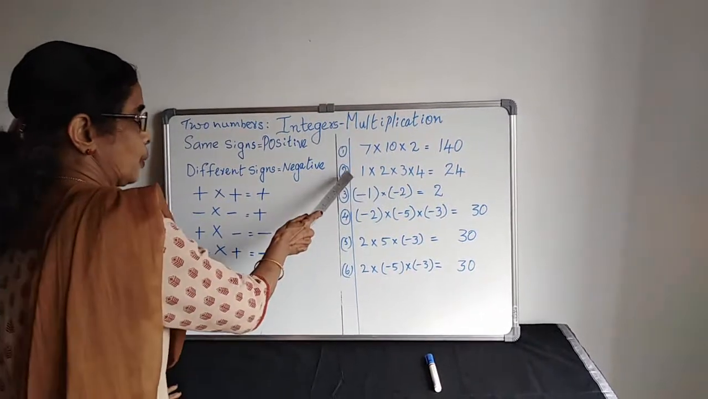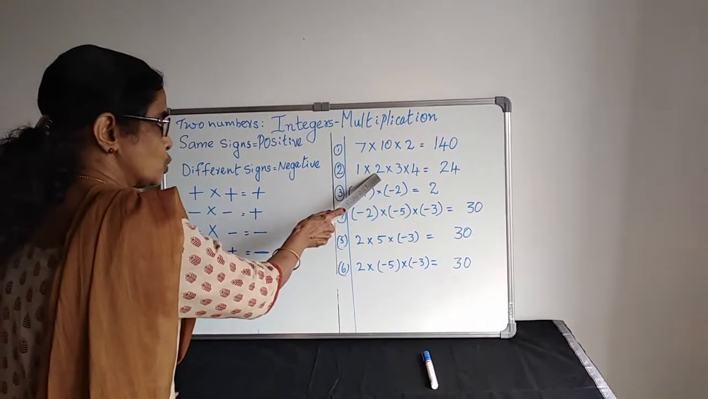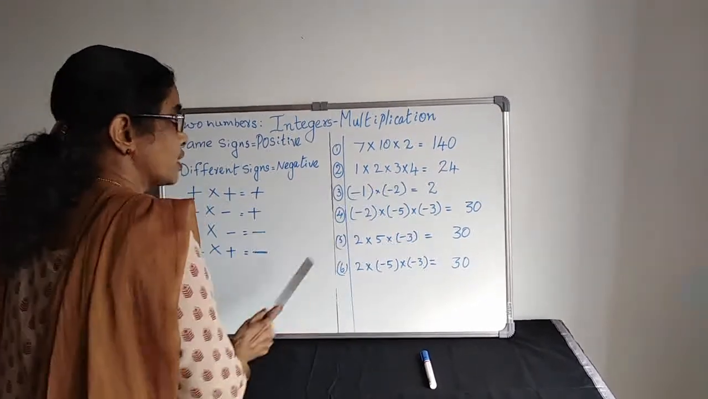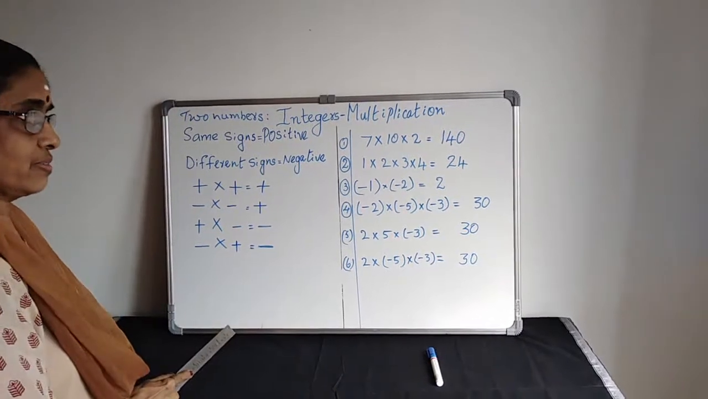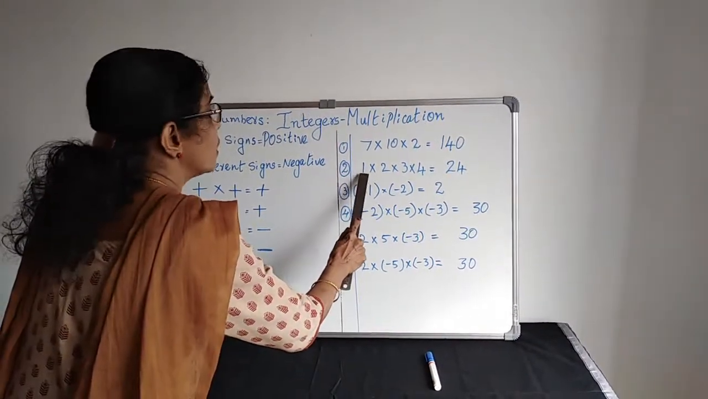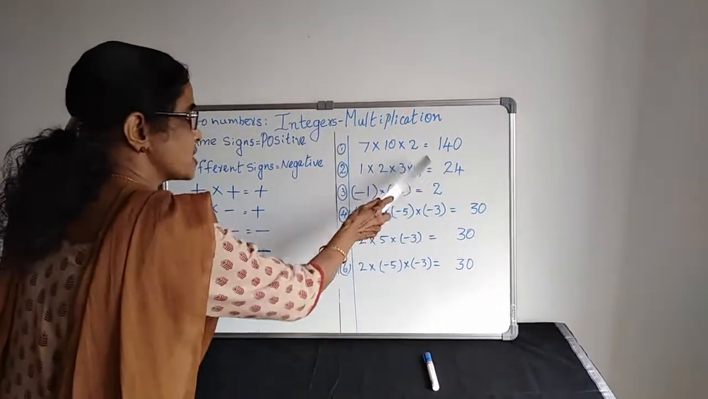Next question. Krishna, could you give me the answer? 1 into 2, 2, 2 into 3, 6, 6 4s are 24. I want the sign. Positive, ma'am. Positive. Very good. Because all the numbers are positive. So the result is positive.